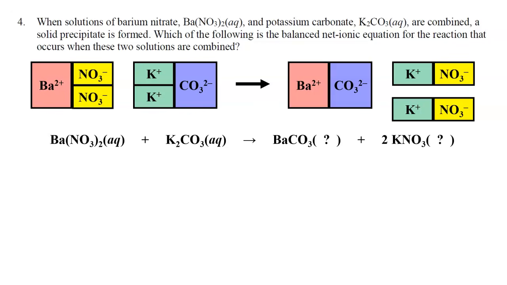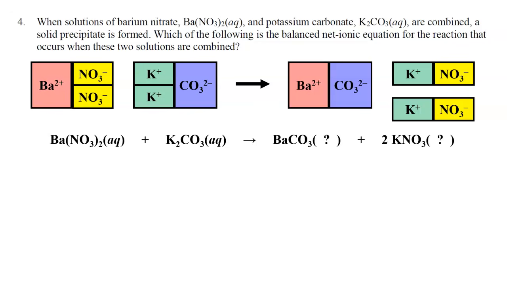You'll notice that I have aqueous for barium nitrate on the left, and aqueous for potassium carbonate on the left. But on the right side of the equation, I've put question marks for the moment because it says a solid precipitate is formed. I have to determine which one of these products is in fact the solid precipitate.